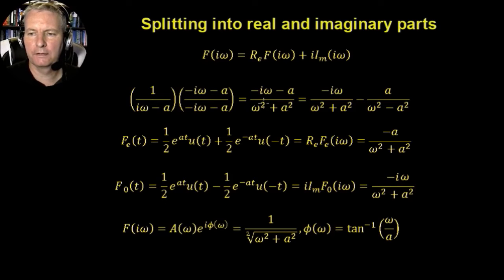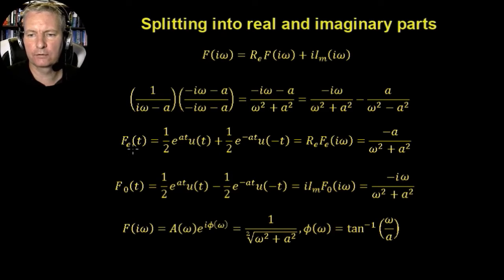Then we can split this simply into the purely real part, which is minus a upon omega squared plus a squared, and the purely imaginary part, which is minus I omega upon omega squared plus a squared. So that means that this function that we were looking at before, which is the purely even function of time, is given by this.